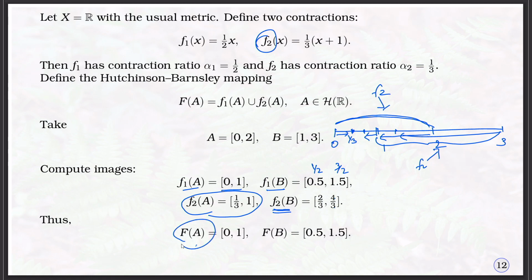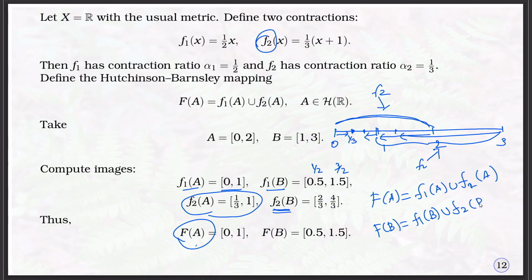Now, we need to find what is f of A. F of A is equal to f1 of A union f2 of A. Similarly, f of B is f1 of B union f2 of B. If you are taking the union of these two sets, one can get the interval 0 to 1, because this is contained in this set, and similarly this set is contained in this one. So, one can get this set for f of A and f of B.